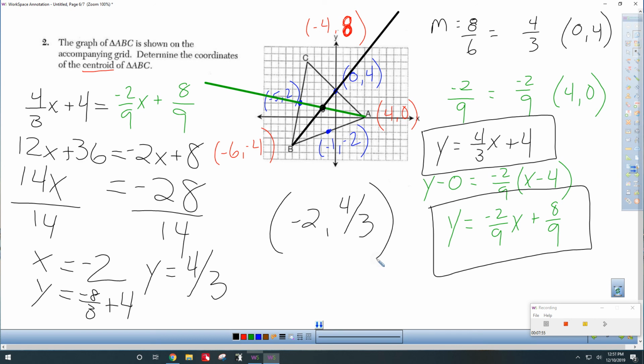And if you happen to have time left on your exam, always check, does that answer look like it makes sense? Does it look like it's negative 2 comma something? Yeah, I feel really good about that. Good? Boom!